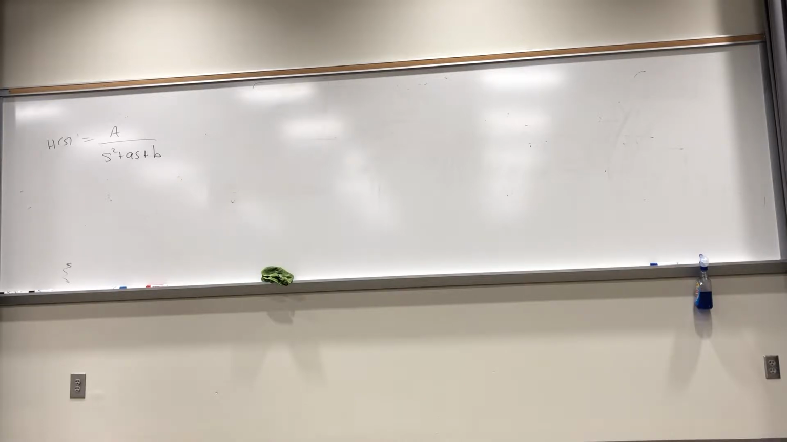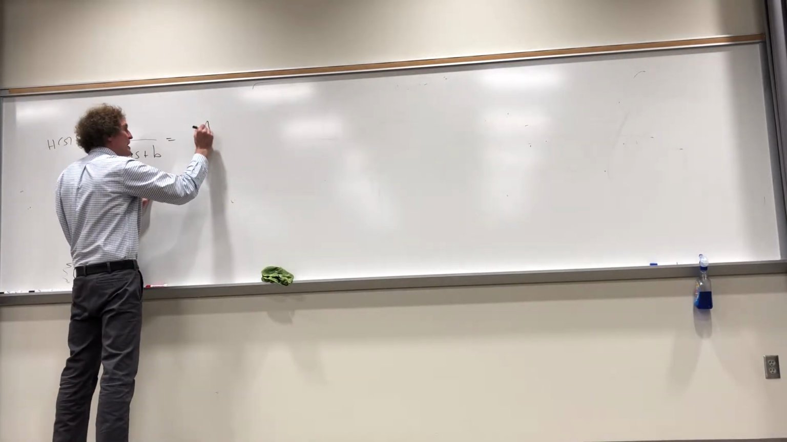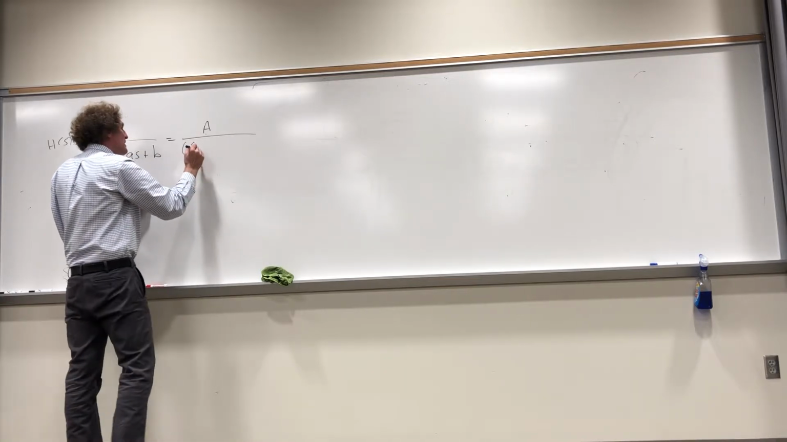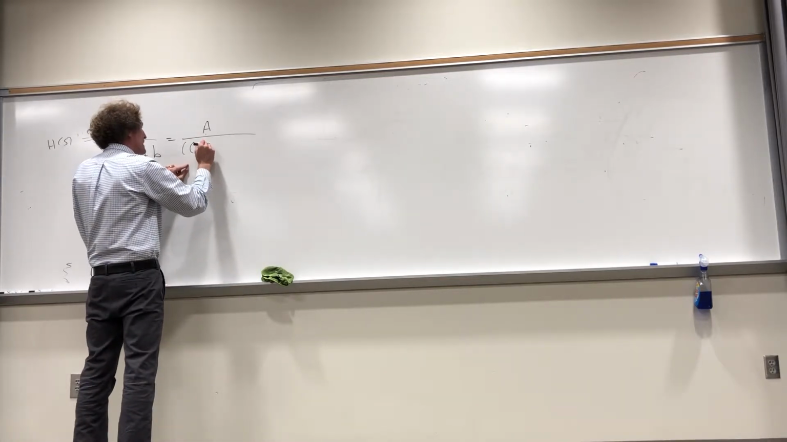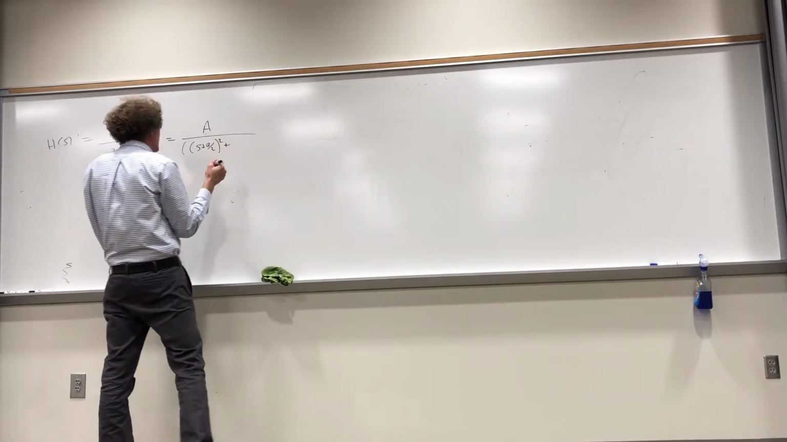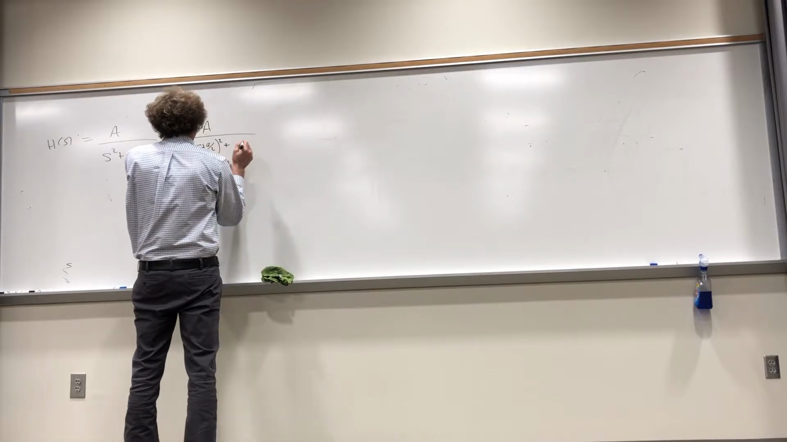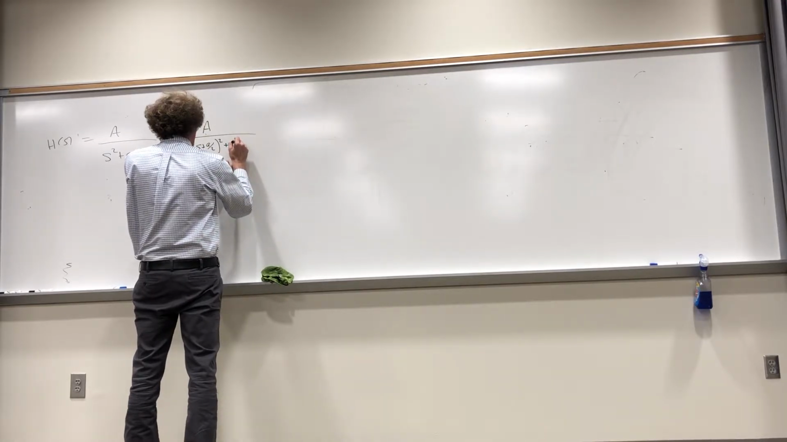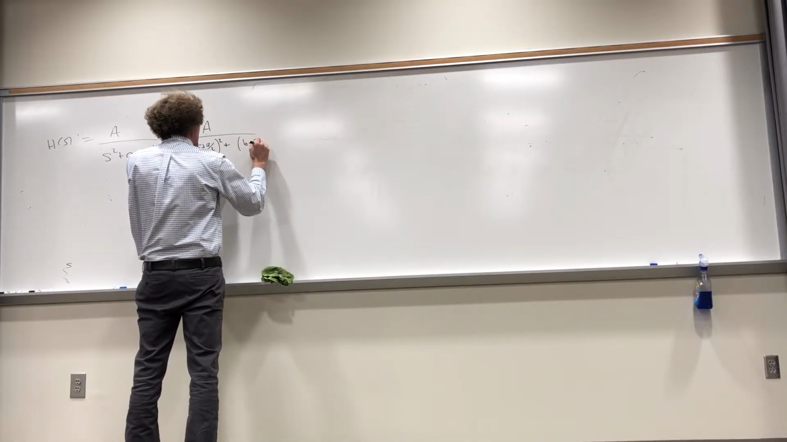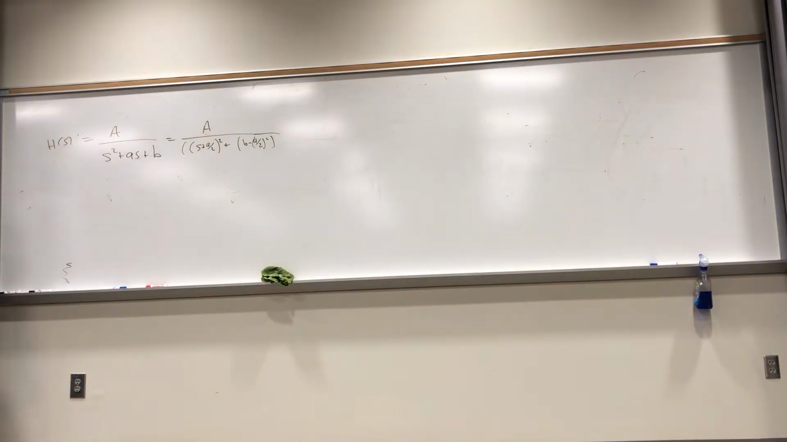Well, if you have complex poles, this thing is going to come out as A over S plus A over 2 squared, plus the term B minus A over 2 squared right here. Remember how you get that? You complete the square, class, right? If you have complex poles, we always use what?